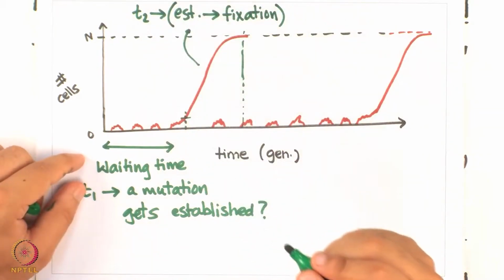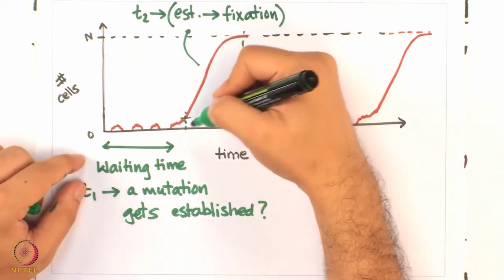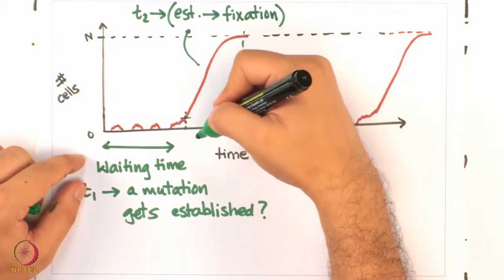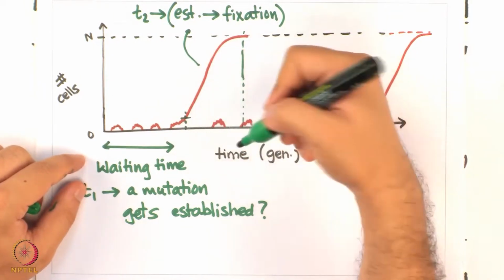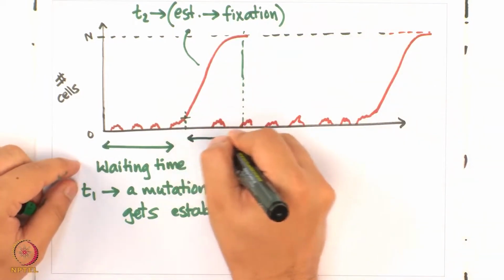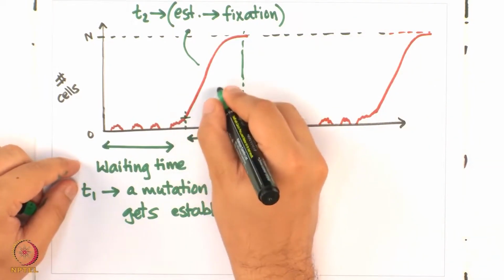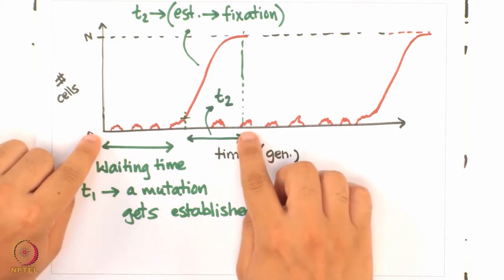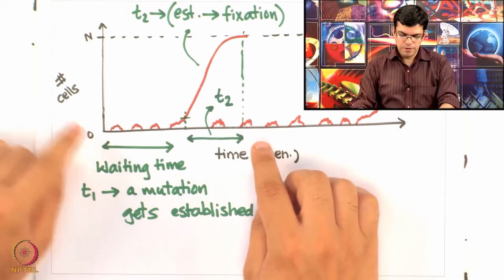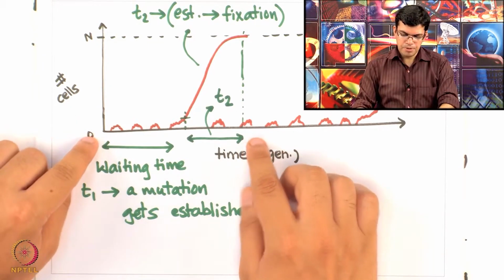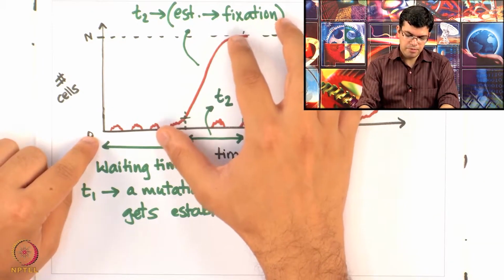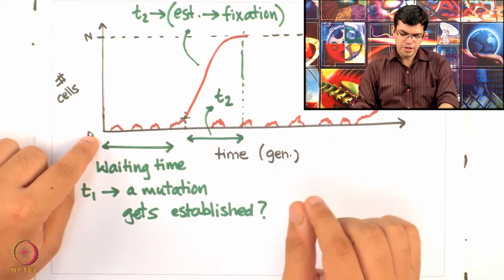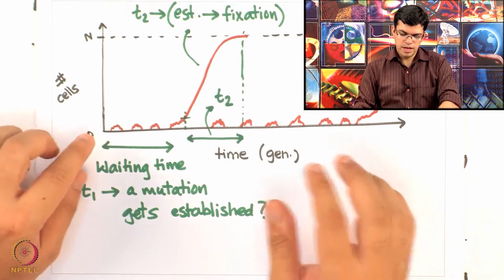How much time does a mutation need to go from this establishment event to the fixation event? This time is referred to as T2. So, these are the two times that I am interested in, which will tell me, because I can see that the fitness of the population has gone up by the magnitude of this beneficial mutation. Fitness of all the individuals has gone up.